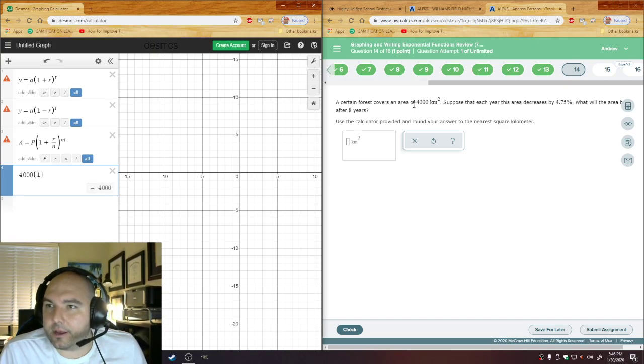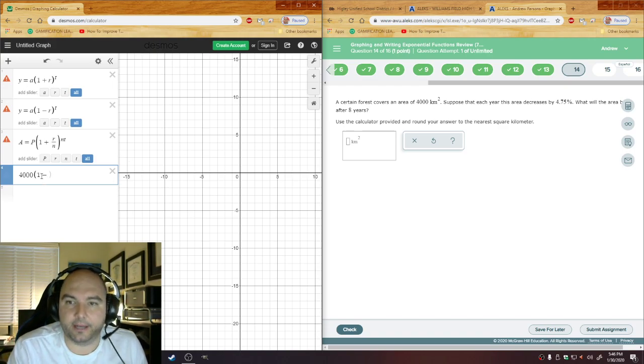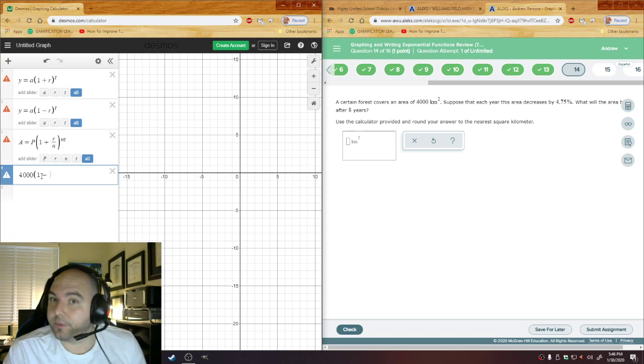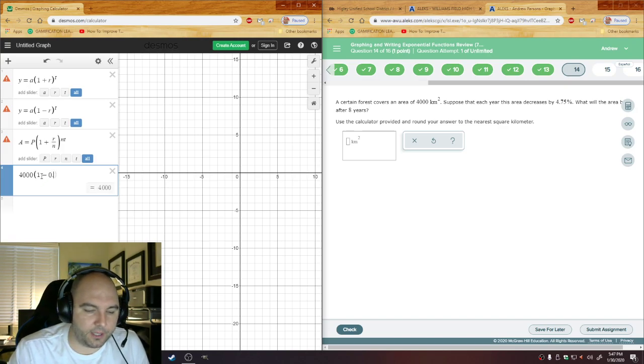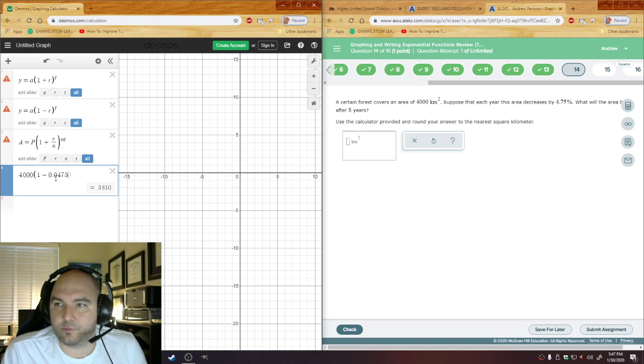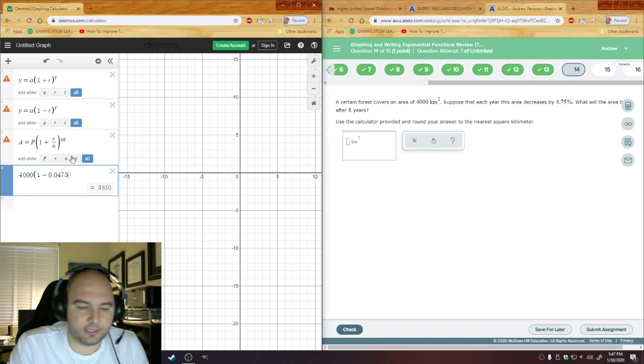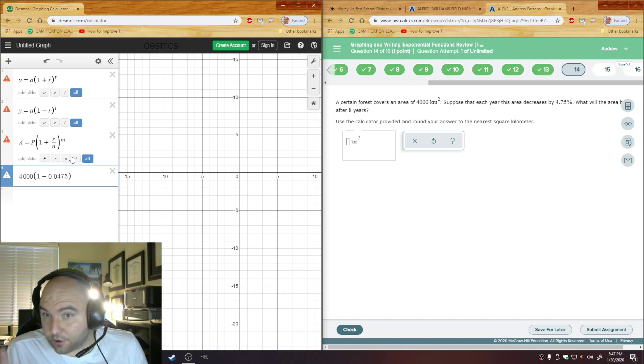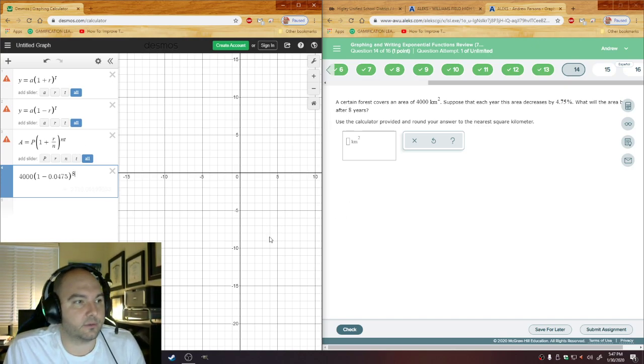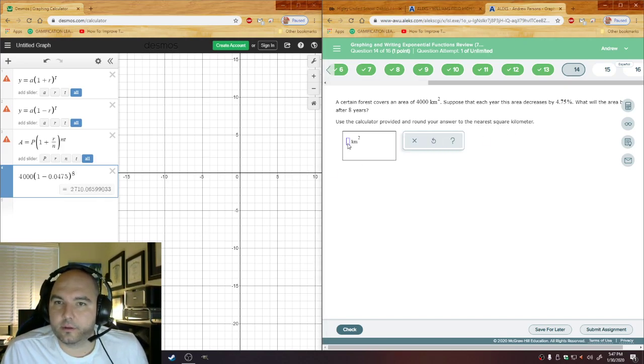The formula is the starting amount, A, times (1 ... Now, this says the area of this forest decreases. So you have to read that and know to put minus. Could be plus, could be minus. I don't know. So I'm going to put minus 0.0475 because that is what 4.75% is. And I'm going to raise that to the... Now, earlier I had used t because I was making the equation, but here I want to know about specifically 8 years. So I'm going to raise it to the 8. Round your answer to the nearest square kilometer. 2,710. I do not need to round that up to 11.